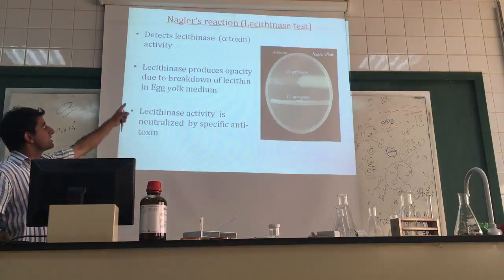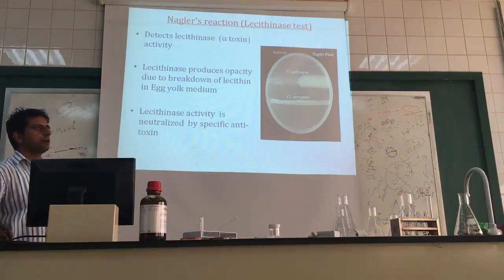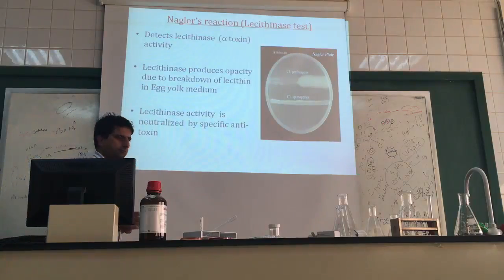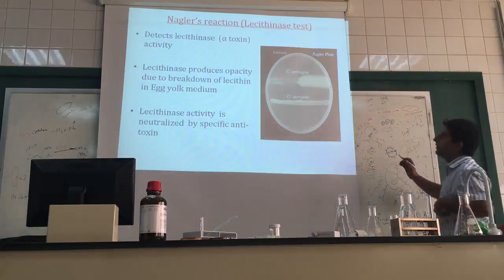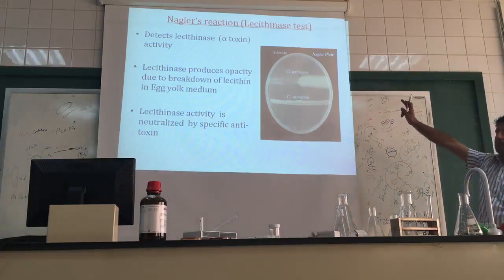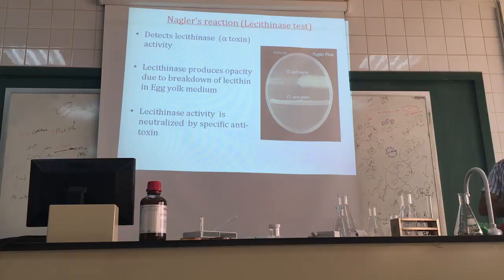This is one more test for Clostridium perfringens. It is called a Nagler's reaction. Okay? This is called a Nagler's reaction. What is the purpose of this test? To detect the lecithinase activity. Lecithinase is an alpha toxin, okay? Produced by Clostridium perfringens. So we can perform this test.